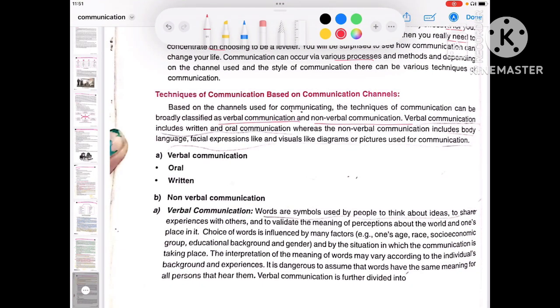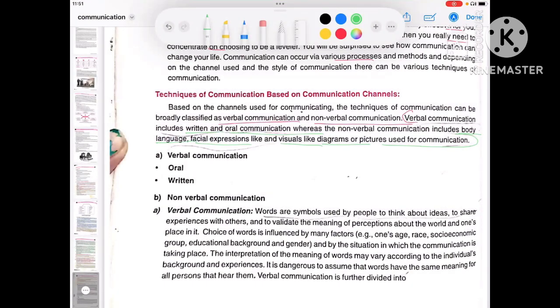To speak. Yes, we are speaking, so that is verbal. And what is non-verbal? Not speaking. We are showing some actions. All these things come under non-verbal. Verbal communication includes written and oral communication, whereas non-verbal communication includes body language, facial expressions, and visuals like diagrams and pictures used for communication.